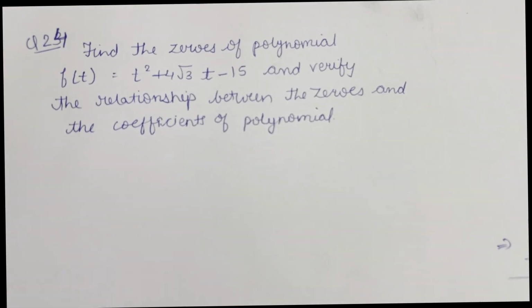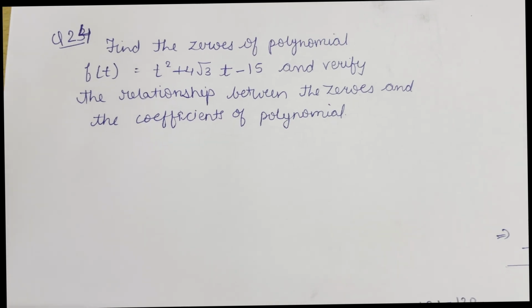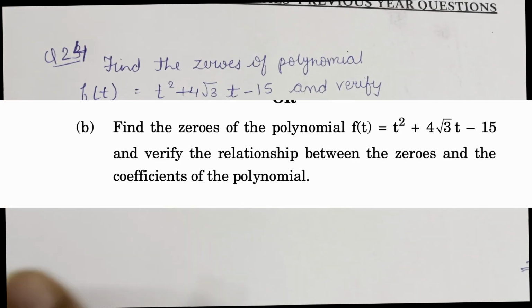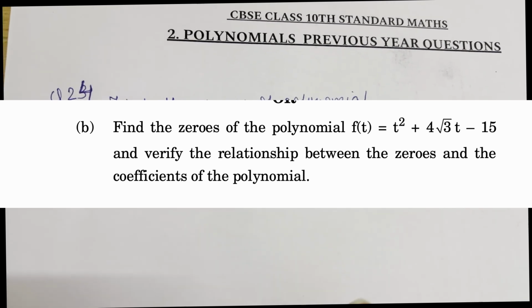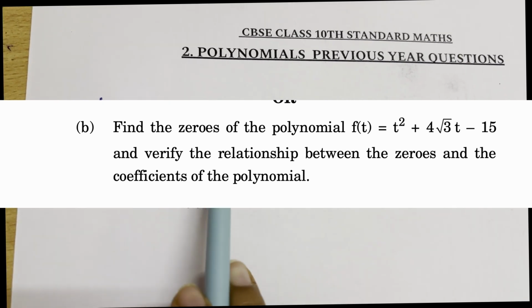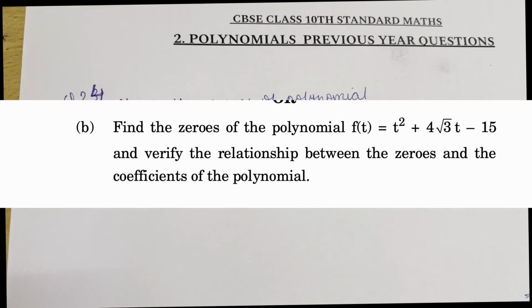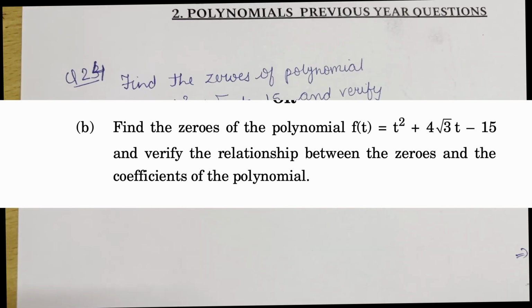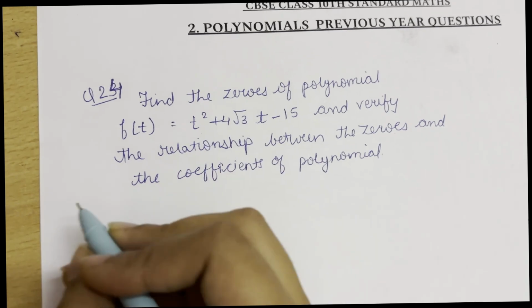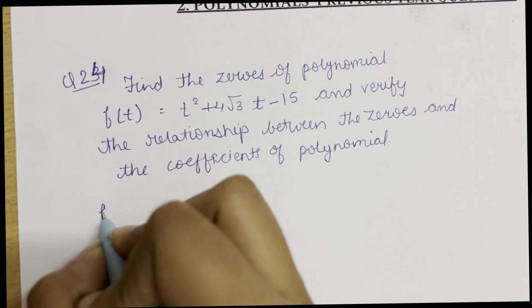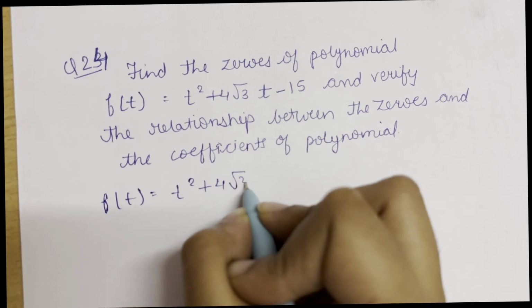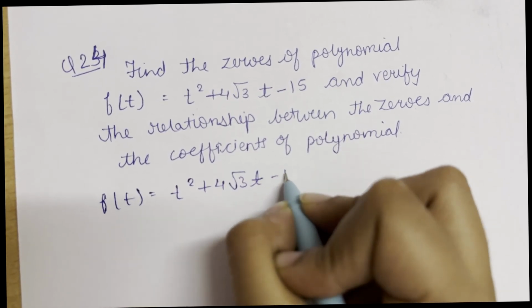One more question of the same type appeared in last year's board examination, so let's solve this question as well. Again, we are asked to find the zeros of the polynomial t square plus 4 root 3 t minus 15, and to verify the relationship between the zeros and the coefficients of the polynomial. So let's begin.